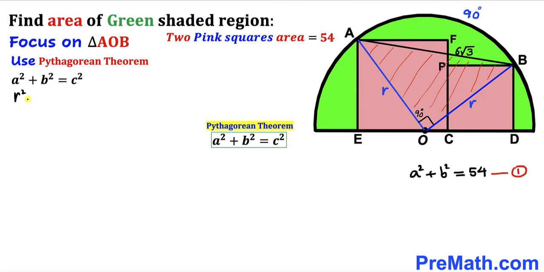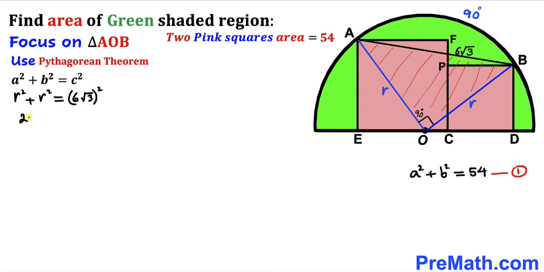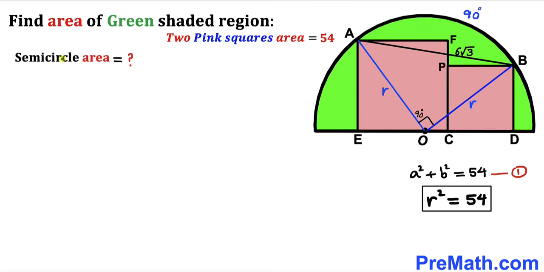So we got r square plus r square is going to be equal to 6 times square root of 3 whole square. Let's simplify. So we got 2r square on the left hand side equals to 108 on the right hand side. Let's divide both sides by 2. So therefore our r square value turns out to be 54. And now we are going to calculate the area of this semicircle.